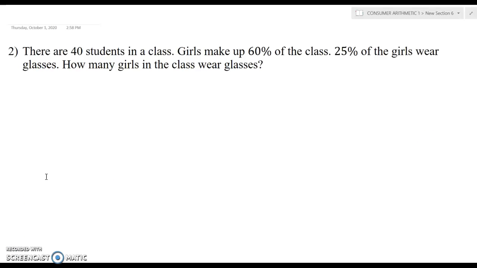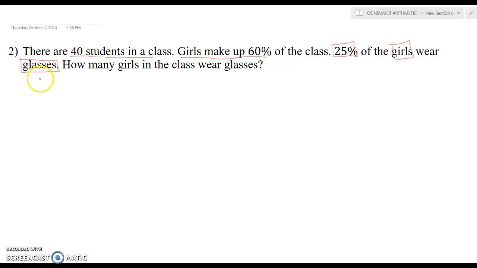There are 40 students in a class. So let's just underline that, 40 students in the class. Girls make up 60%. So girls make up 60% of the class. 25% wear glasses. So 25% of the girls wear glasses, right? So just boxing that off so we know that those things go together.